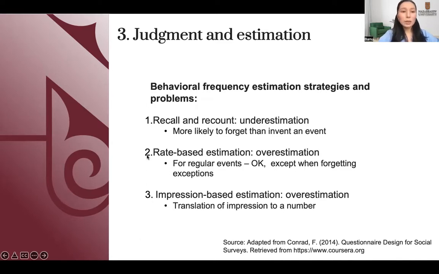And the third is more vague. It's impression-based estimation. So when a person doesn't even count or estimate, but thinks, oh, I think I've engaged in this activity a lot, and they just report a bigger number. So, a translation of impression into a number.